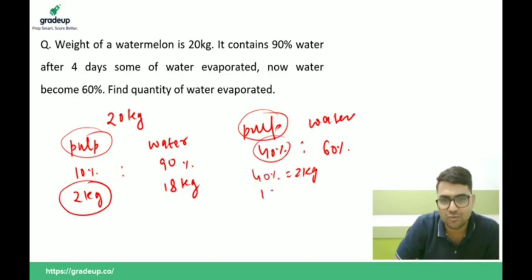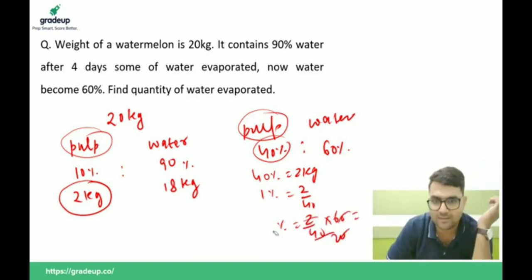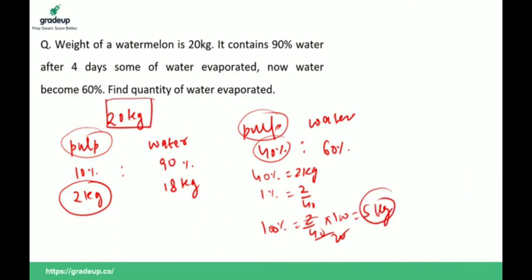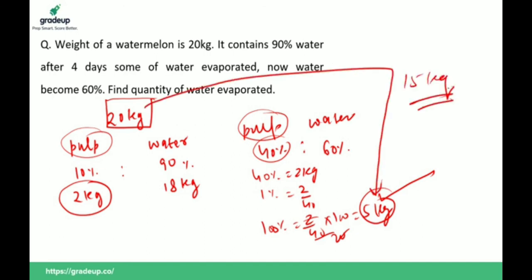Everywhere, if pulp is 2 kg, now pulp here is also 2 kg. 40% is 2 kg, 1% is 2 by 40. Then 100% is 2 by 40 into 100, that is 5 kg. So the earlier watermelon was 20 kg. Now the watermelon is 5 kg. All right, guys. So water evaporated is 15 kg. This is the other method, the percentage method.